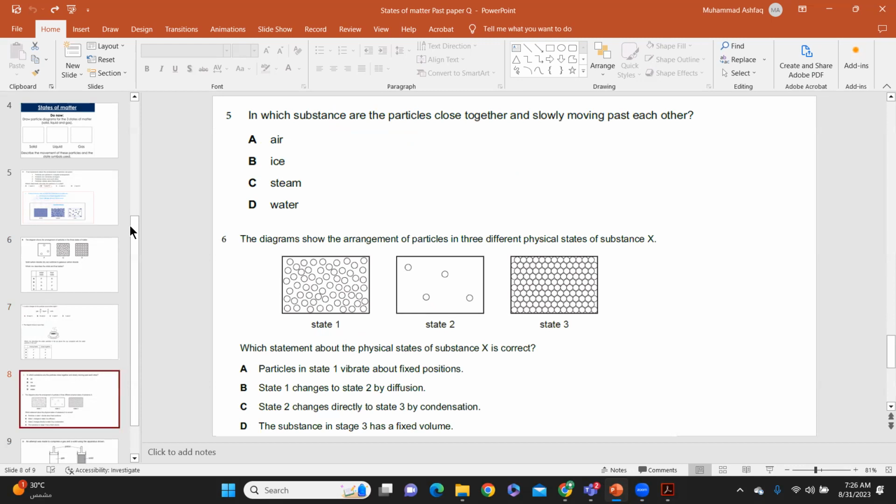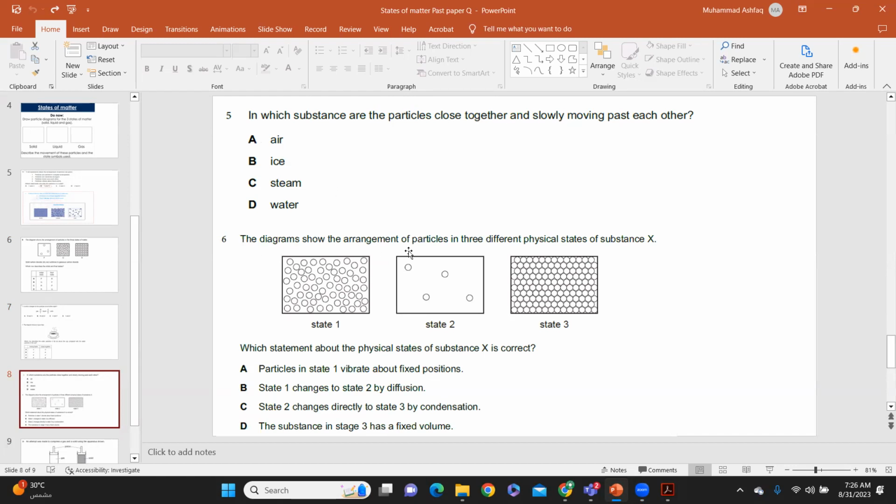Very easy, this one. In which substance are the particles close together and slowly moving past each other? Close together, but also slowly moving. You need to find the answer. Air, ice, steam, and water. Air is a gaseous state. Steam is also a gaseous state. Ice is solid, and water is a liquid state. So you can choose your best answer. Easy, this one.